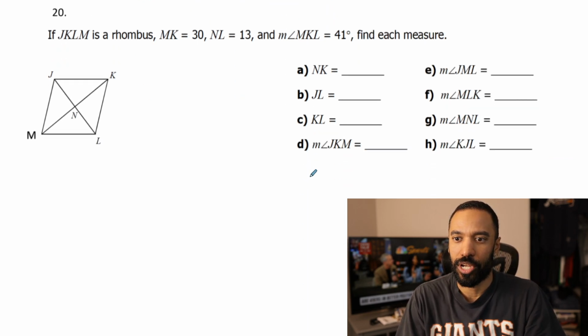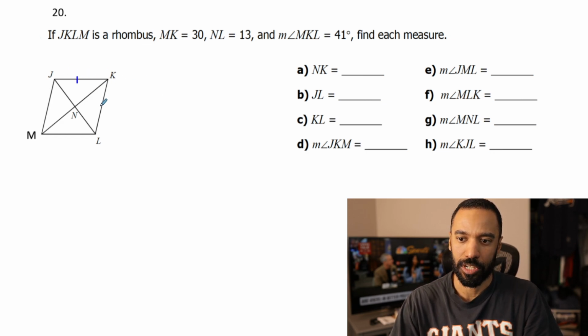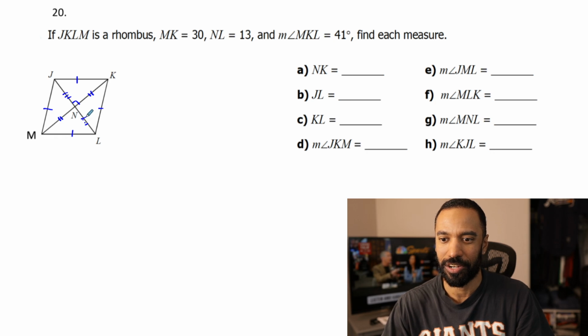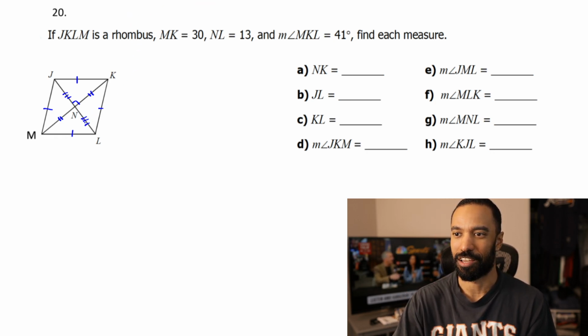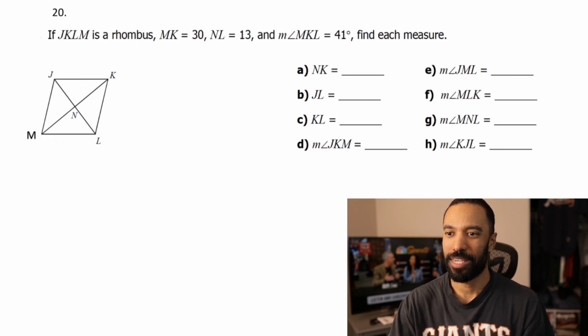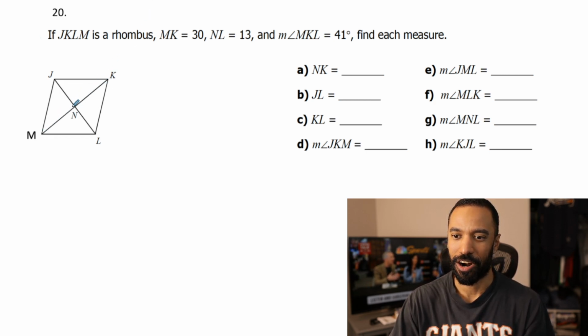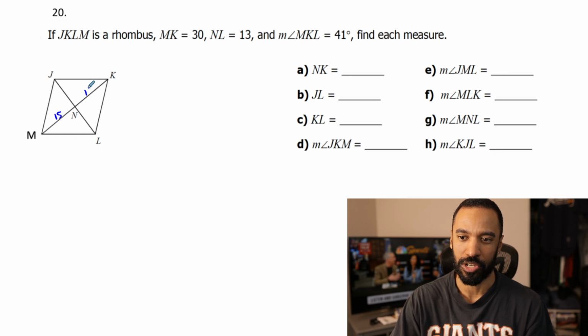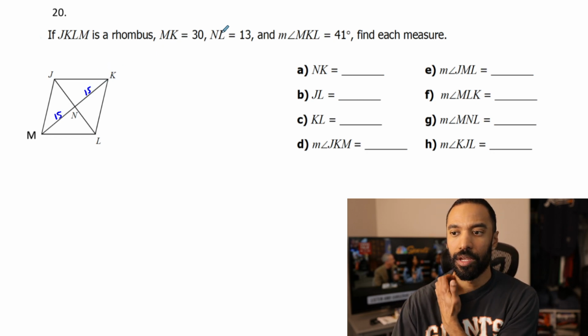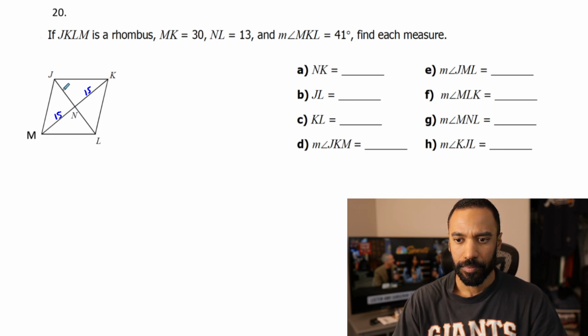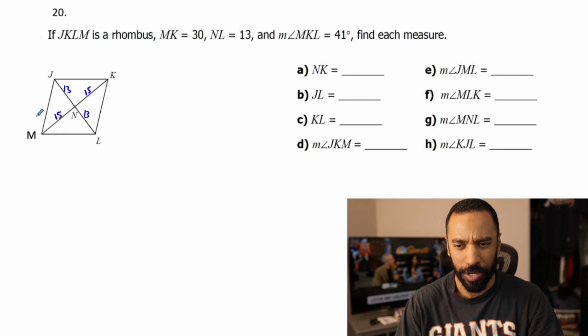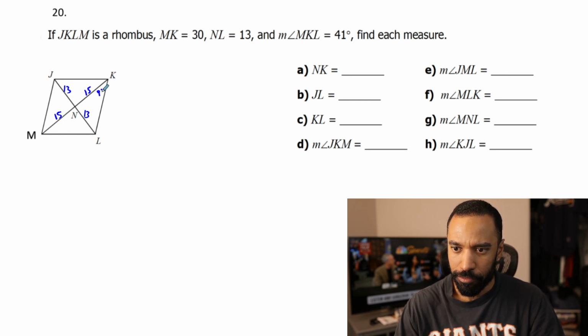Okay, number 20. If JKLM is a rhombus, that means congruent sides. That means the diagonals bisect each other and are perpendicular. That means angles are bisected. All this kind of stuff. I'll probably mark that stuff up later. But there's a rhombus. MK is 30. That's kind of hard to mark, so I'm going to put 15 and 15. I just mentioned the bisecting diagonals because it's a parallelogram. NL is 13. Where's N? Oh, it's in the middle. NL is 13. That means this is 13, by the way. MKL is 41 degrees.